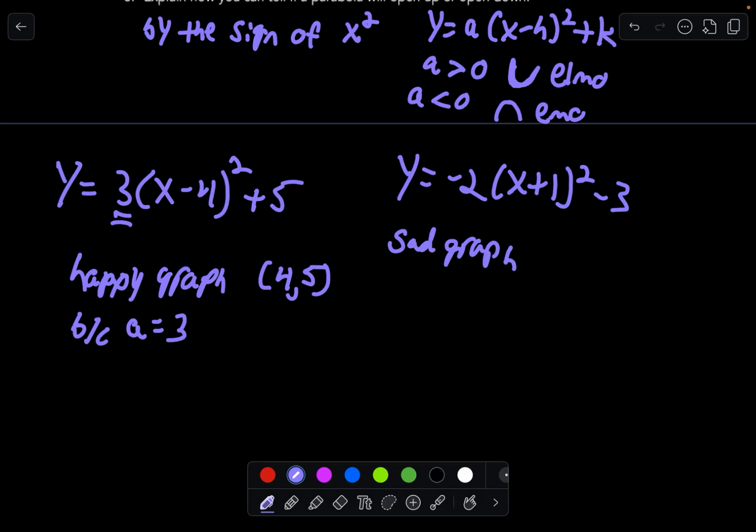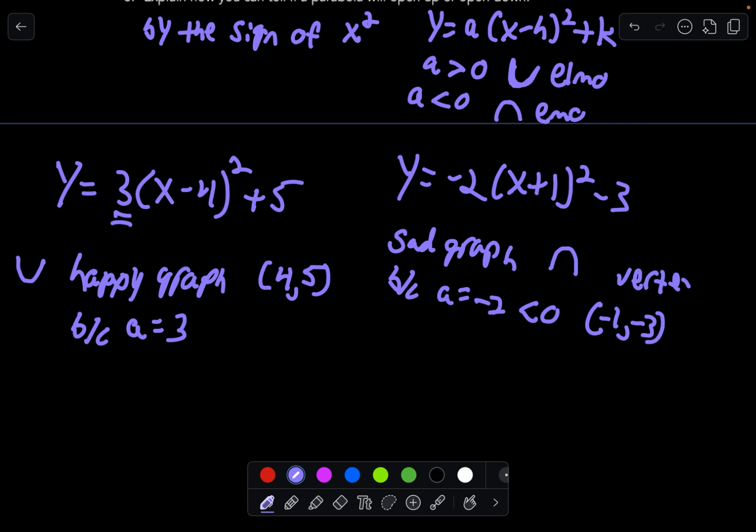And by the way, whenever I say happy or sad, I always draw a little shape of it, right? That's a happy graph. This is a sad graph, which means it opens down because a equals negative 2, which is less than 0. So it's sad and depressed, so it opens down. Vertex would be at negative 1, negative 3. Okay? So it's just the sign of A.